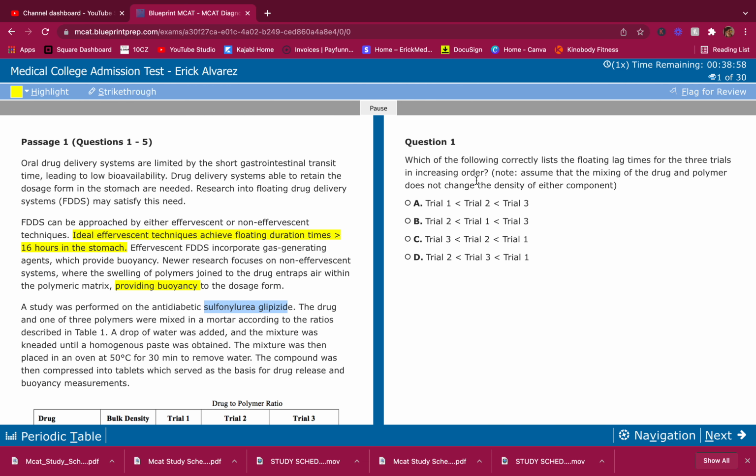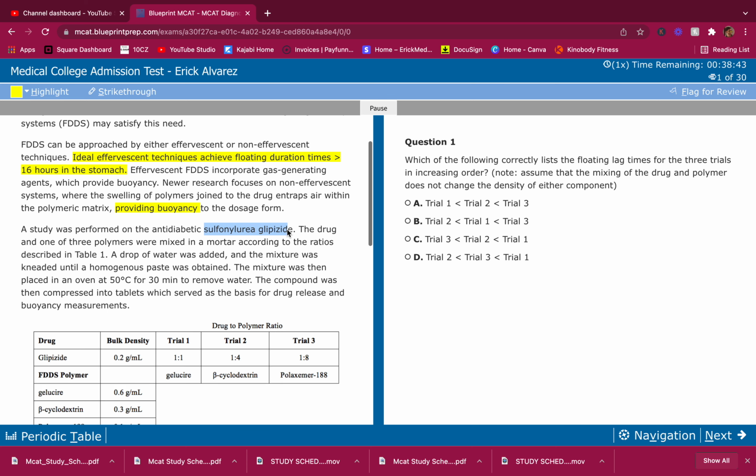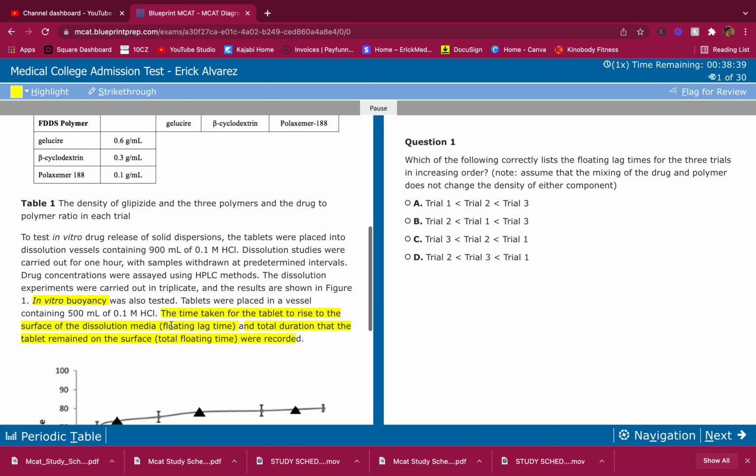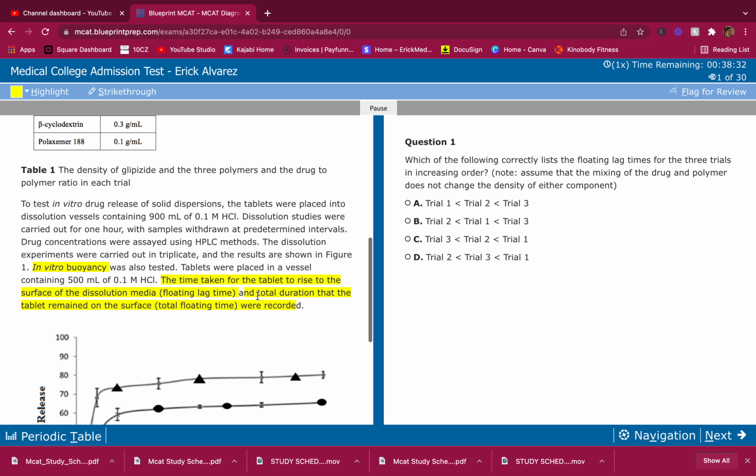Question. Which of the following correctly lists the floating lag times for the three trials in increasing order? Note, assume that the mixing of the drug and polymer does not change the density of either component. Okay, cool. Floating lag times. They mentioned in the passage right here, the time taken for the tablet to rise to the surface of a dissolution media. Floating lag time. So how long does it take to rise to the surface?